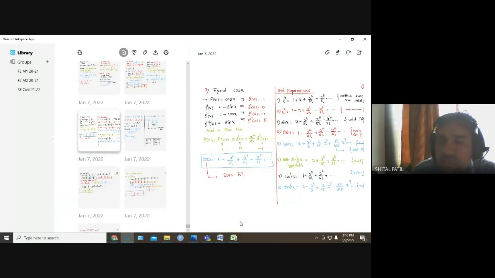Expansion of e raised to x: 1 plus x plus x square by 2 factorial plus x cube divided by 3 factorial and so on. Then e raised to minus x: 1 minus x plus x square by 2 factorial minus x cube by 3 factorial and so on.